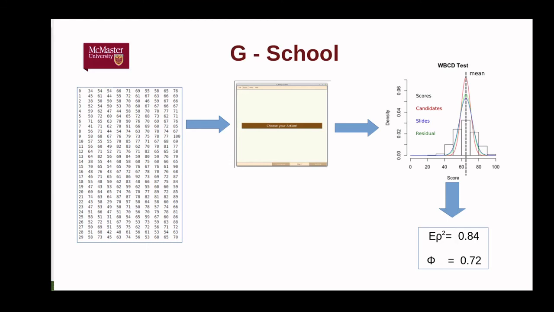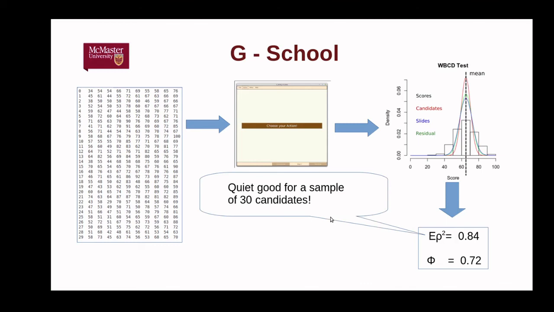So to summarize, G-theory is an analytical tool that decomposes the error in a set of measurements to identify and quantify the contribution of each source. For our data set, the E rho squared G coefficient is 0.84. And that's a pretty good value for a small data set as 30 candidates, and the dean should be quite happy.